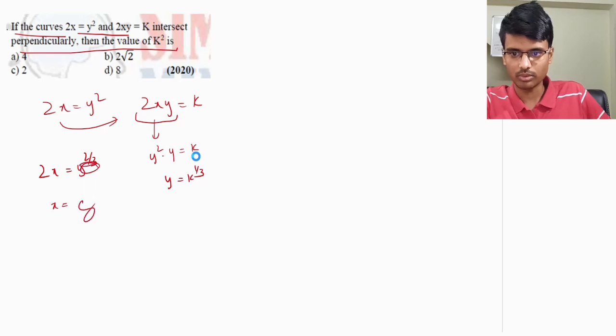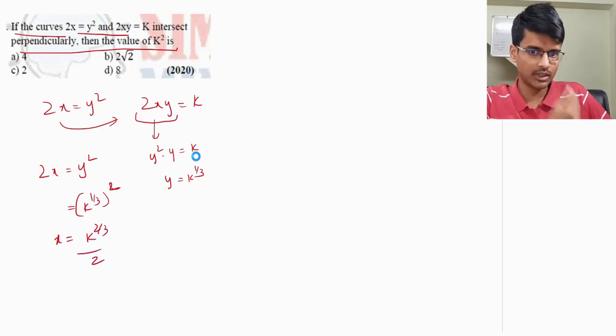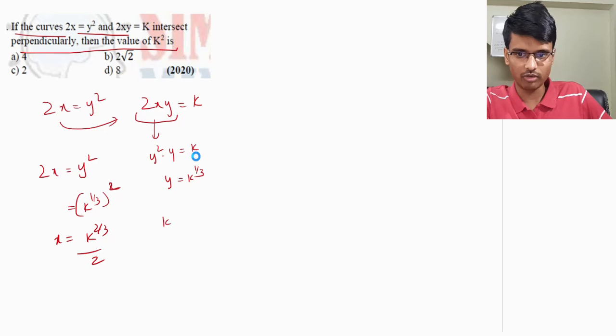I'm not able to erase, yeah, there is some issue. I'm so sorry, guys. I'm just back substituting it here. So y value is k to the power 1 by 3. So my x is equal to k to the power 2 by 3, by 2, right? So this is the point of intersection. K to the power 2 by 3 by 2 and k to the power 1 by 3 is the point of intersection.